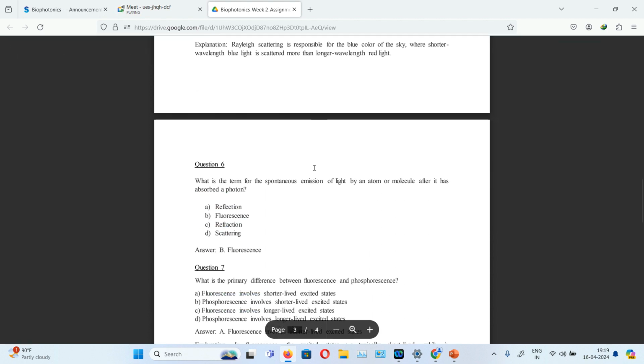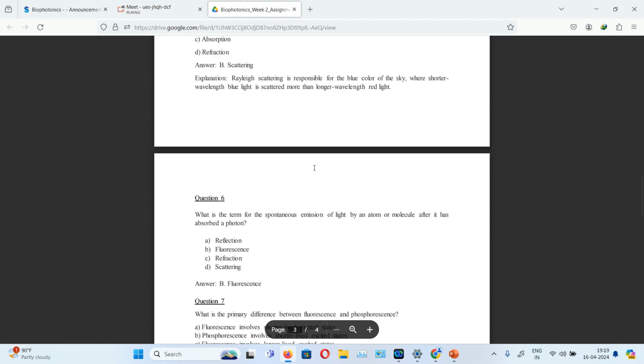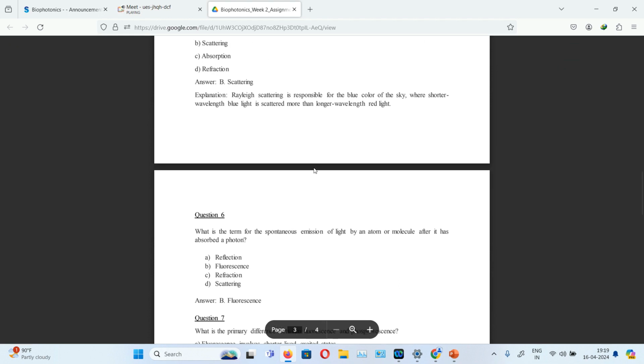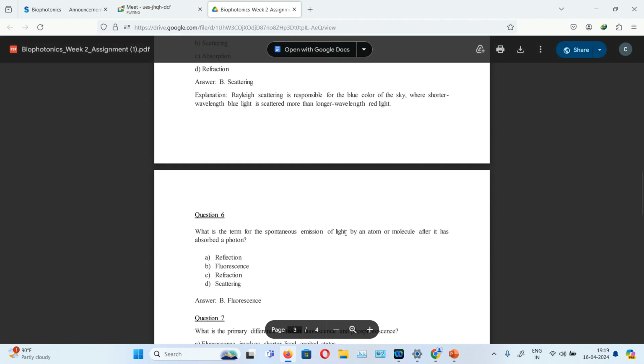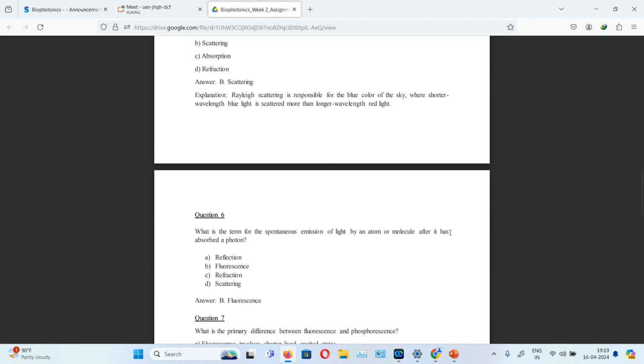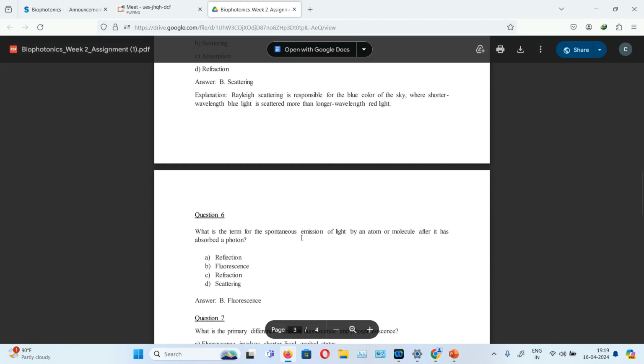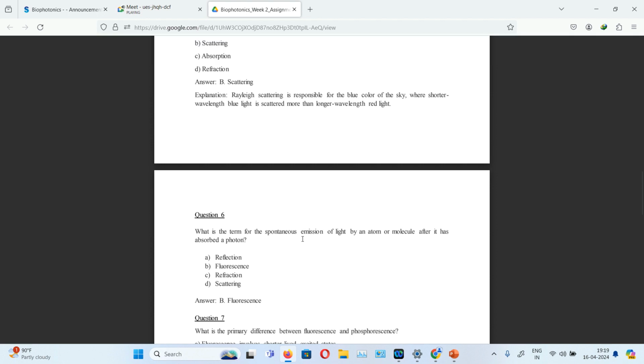Going to the next question. What is the term for spontaneous emission of light by an atom or molecule after it has absorbed a photon? So the answer options given are reflection, where we know there is no absorption happening, and refraction, where also there is no absorption happening. Reflection is an instantaneous phenomenon. Refraction is instantaneous. Scattering is an instantaneous phenomenon.